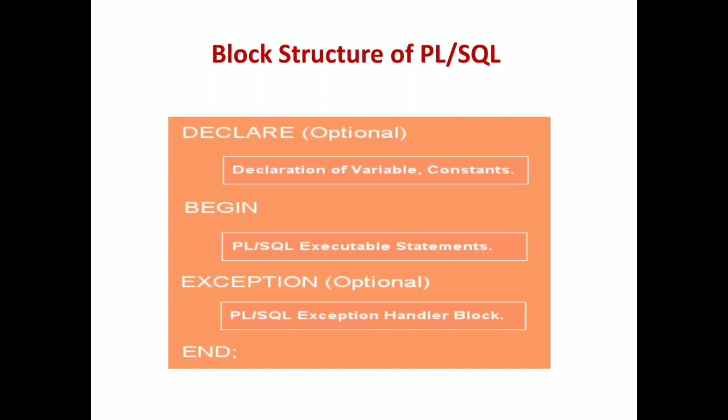Then third is the exception block. Exception is also optional. Exception is what? Suppose something bad happens in declare and begin, that will be given as an error in the exception block. And for handling that error, you are writing some user-friendly messages, and those user-friendly messages will be written into exception. So it is the exception handler block.